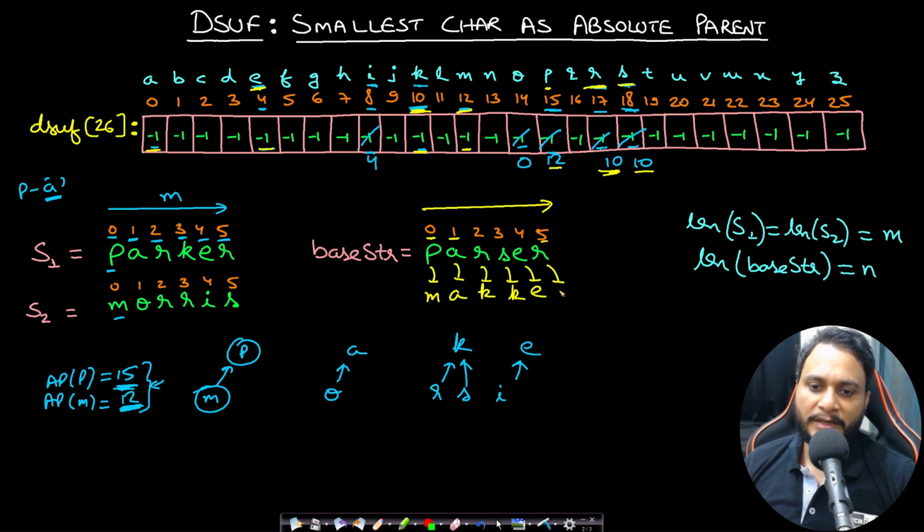So it will be replaced by K. So this will be the lexicographically smallest string that you can convert from the given base string, given the equivalence relationship between S1 and S2.